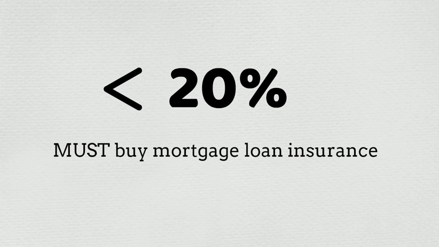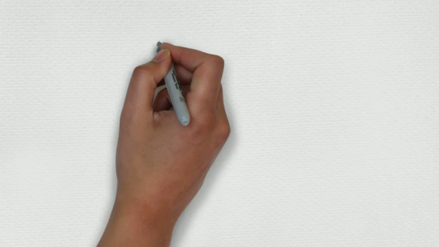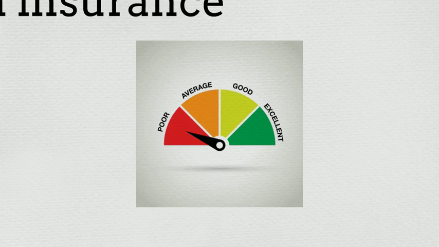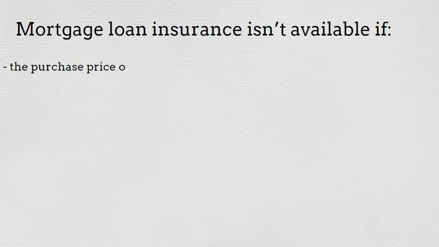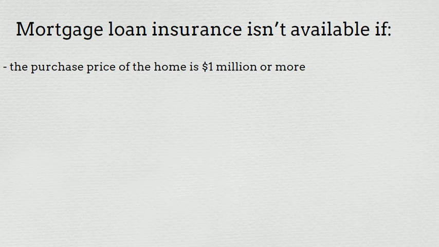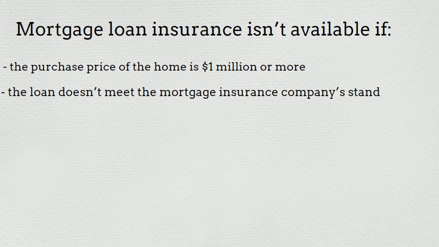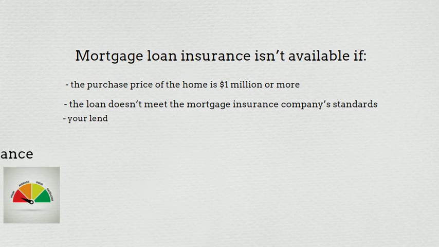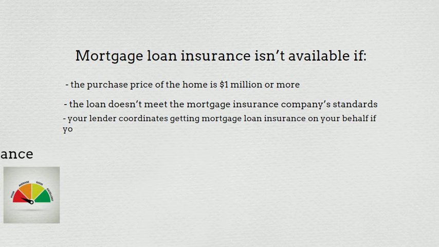If your down payment is less than 20% of the price of your home, you must buy mortgage loan insurance. Your lender may require that you get mortgage loan insurance even if you have a 20% down payment. That's usually the case if you're self-employed or have a poor credit history. Mortgage loan insurance isn't available if the purchase price of your home is more than $1 million or the loan doesn't meet the mortgage insurance company standards. Your lender coordinates getting mortgage loan insurance on your behalf if you need it.